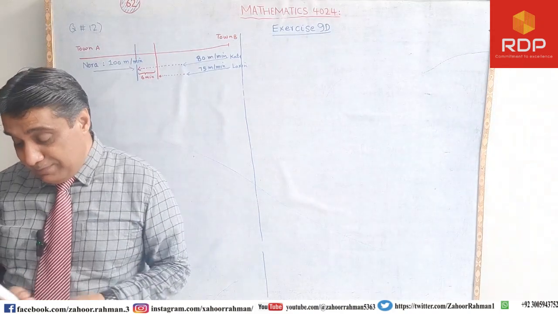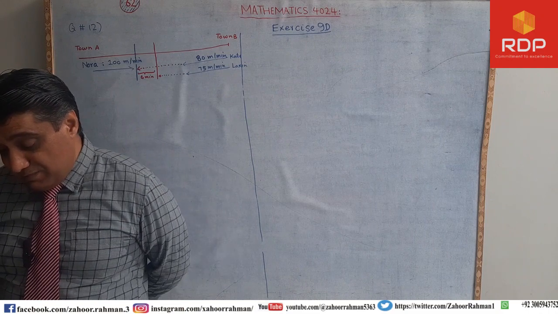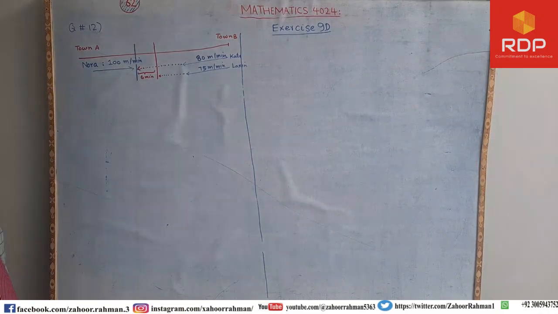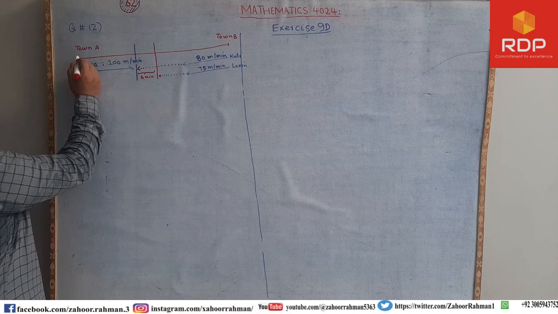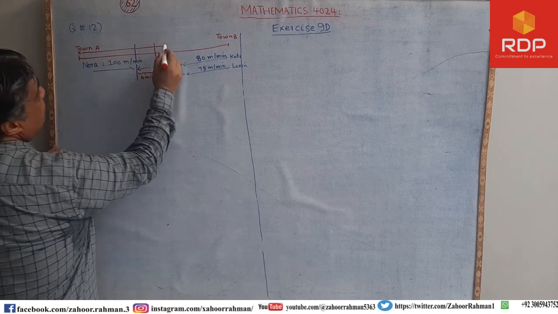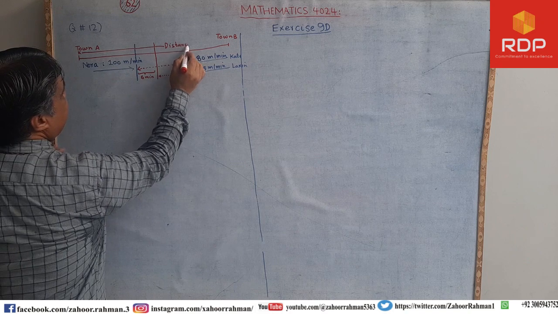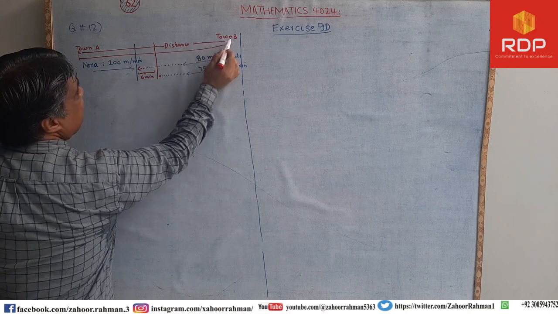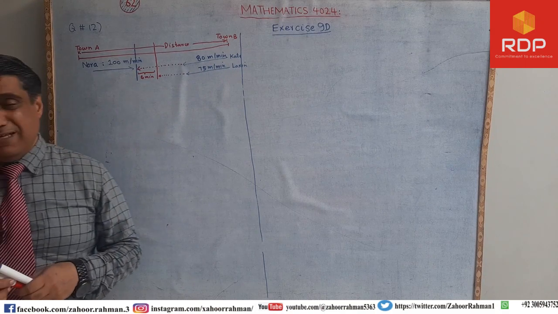So keep in mind this data and find the distance between town A and town B. We have to find the total distance, keeping in mind this data.